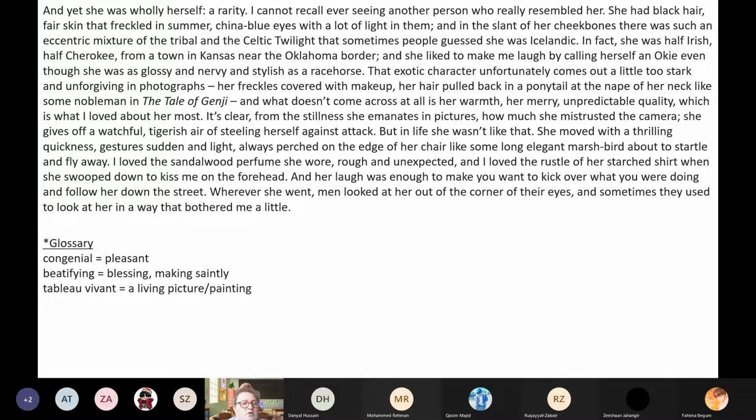She moved with a thrilling quickness, just as sudden and light, always perched on the edge of her chair like some long, elegant marsh bird, about to startle and fly away. I loved the sandalwood perfume she wore, rough and unexpected, and I loved the rustle of her starched shirt when she swooped down to kiss me on the forehead. And her laugh was enough to make you want to kick over what you were doing and follow her down the street. Wherever she went, men looked at her out of the corner of their eyes, and sometimes they looked at her in a way that bothered me.